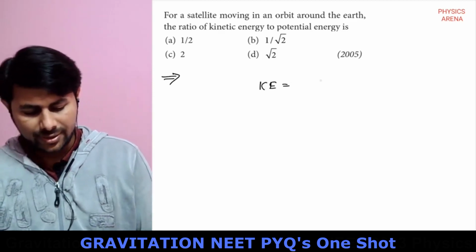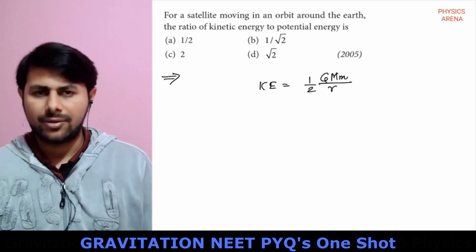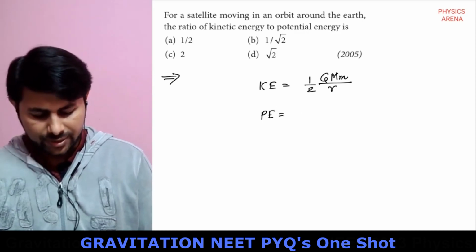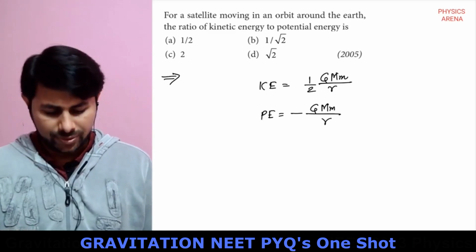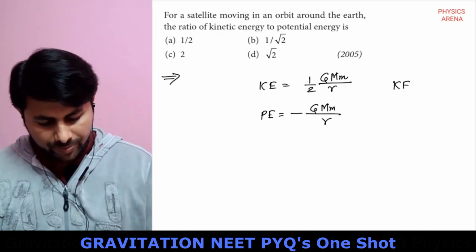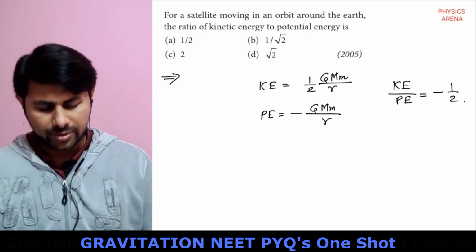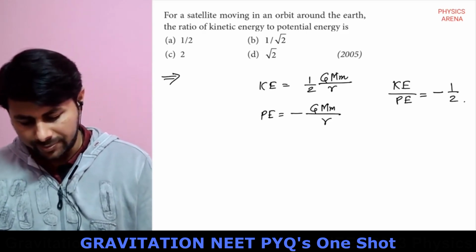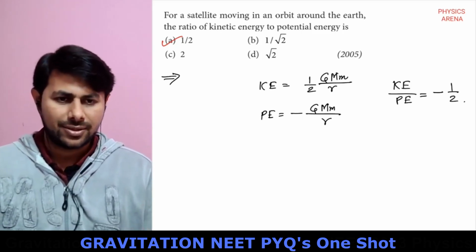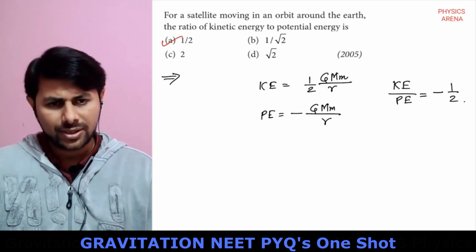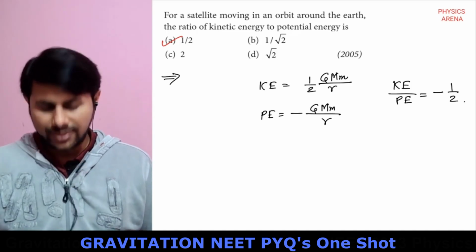Kinetic energy is half of GMm upon r. Potential energy is minus of GMm upon r. If you take the ratio, you will get KE upon PE equals minus half. And if you just want the magnitude, then it is half. Option A. Right. So earlier you said C. Okay. Anyways, so A is the answer, right?